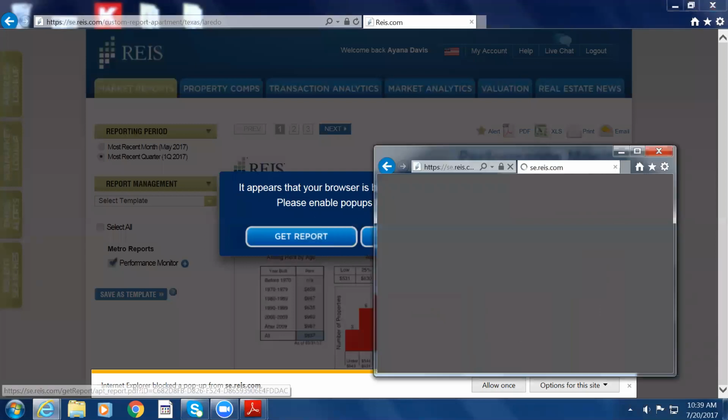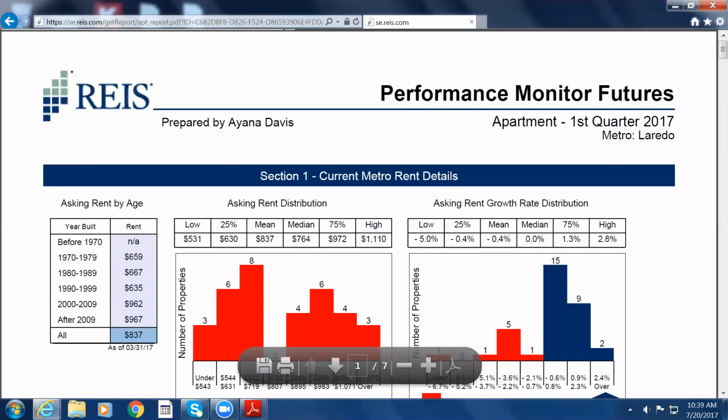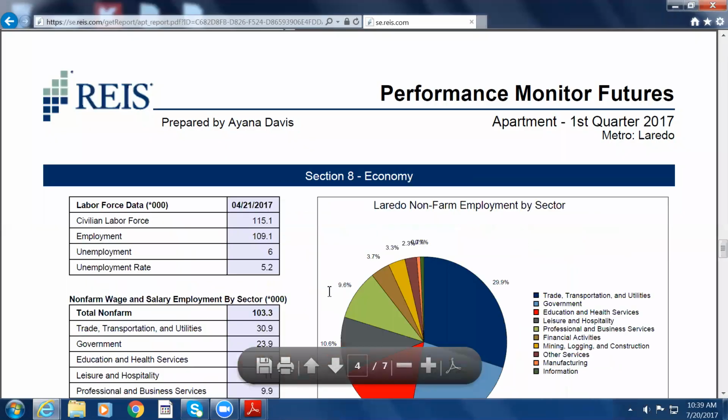Pop a blocker in here. Let's just go past that. Oh, there we go. Yeah, 2012.